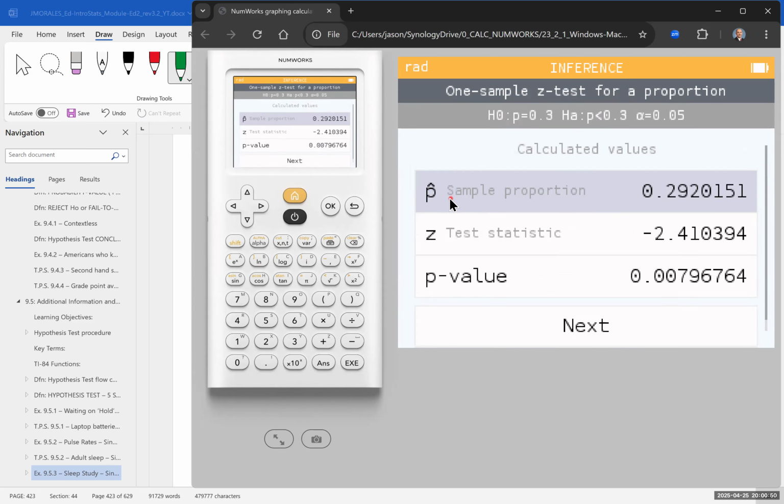So we'll hit next. That's giving us our test statistic, negative 2.410, and a p-value of 0.0080.